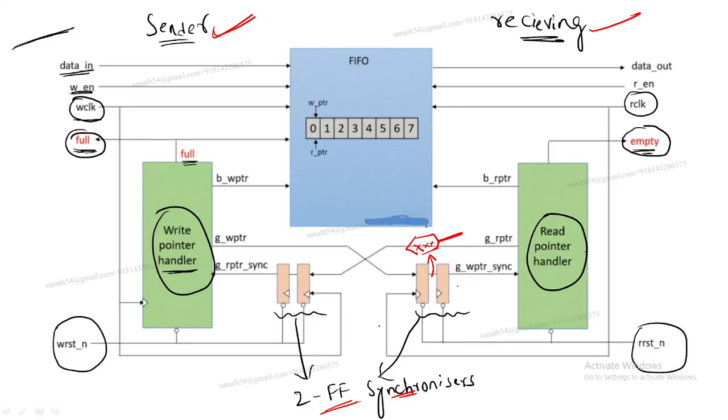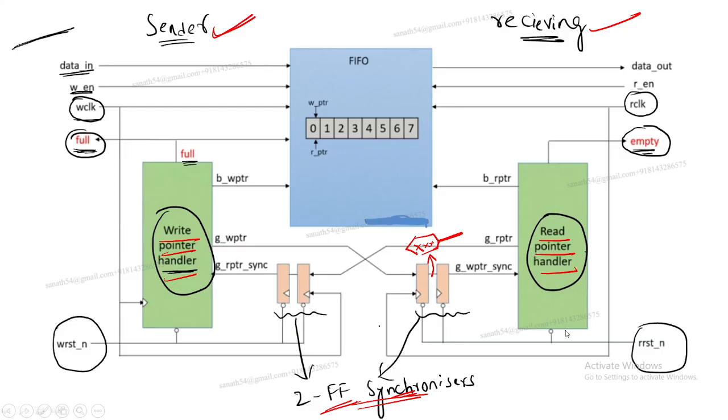Okay, so these are nothing but what we call flip flop synchronizers. We need to synchronize, or make the output stable, to avoid setup time and hold time violations. Flip flop synchronizers are there towards the write pointer handler, and these synchronizers are there in the read pointer handler also. So two synchronizers will be available, one towards the write pointer handler and one towards the read pointer handler.